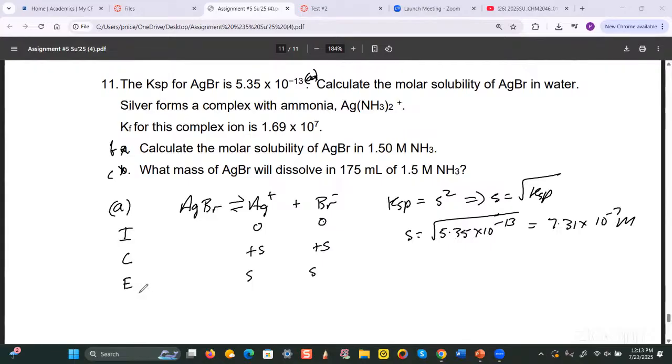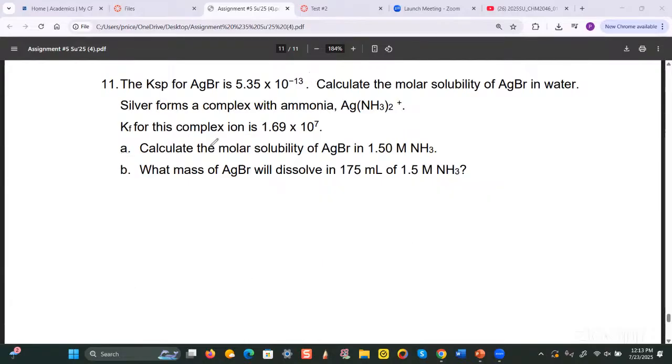Any questions so far? Because I need to clear this so that I can move on to the B part. So let me do that now. Now the B part is asking for you to calculate the same thing, but this time in 1.5 M ammonia. All right. So basically there are 2 equilibrium reactions that we have to be concerned with. The first one is the one that we just dealt with, AgBr forming Ag+ and Br-.